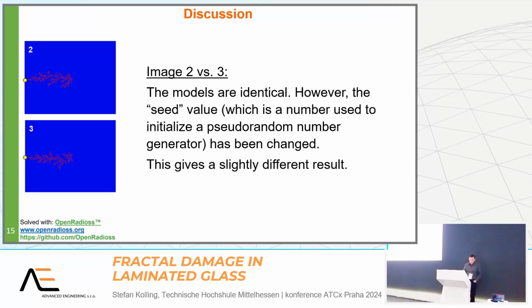So the next one, image 2 versus 3. The models are absolutely identical. However, the Z value, which is a number used to initialize a pseudo-random number generator, has been changed. This gives a slightly different result. So maybe you can see it at the end of these structures by comparison.